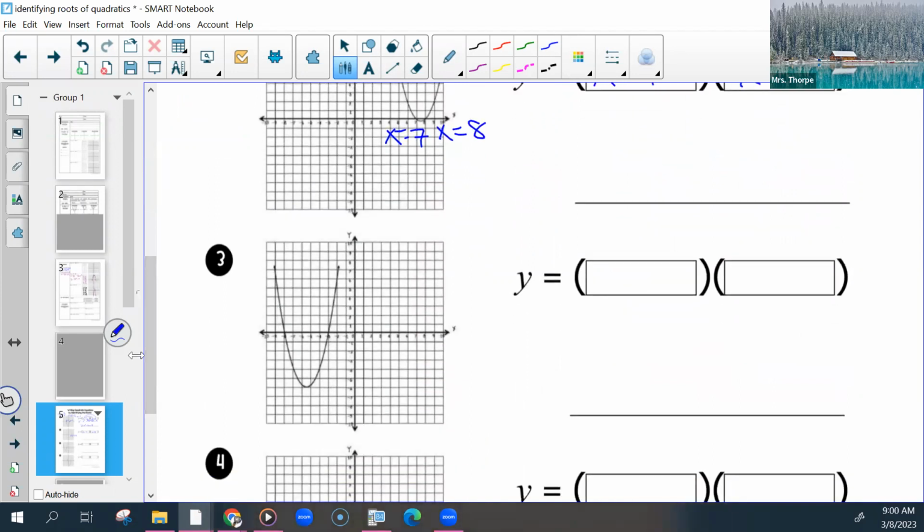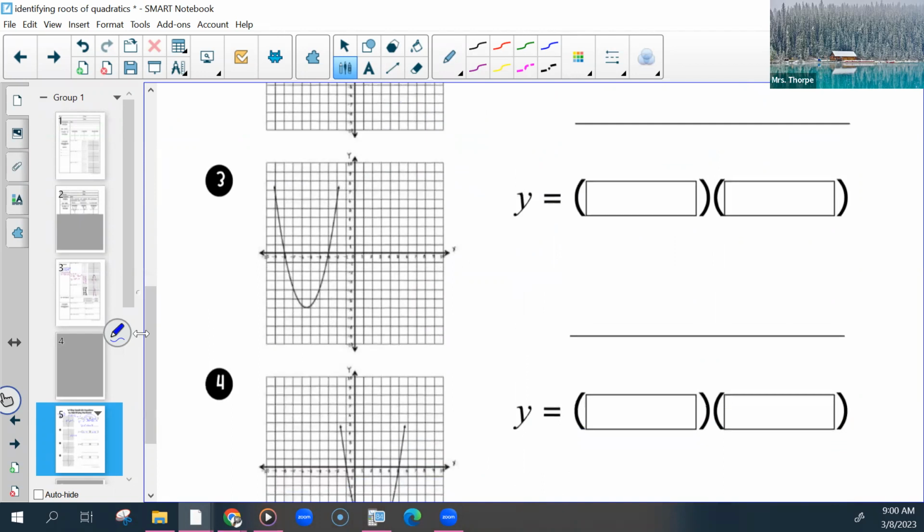Three, what would your solutions be? Negative. If we were to write those in factor form, how would we write that? Plus 3x plus, always opposite. Doesn't matter the order.